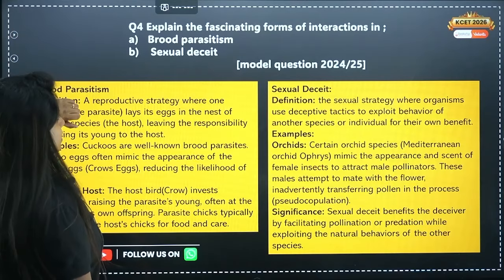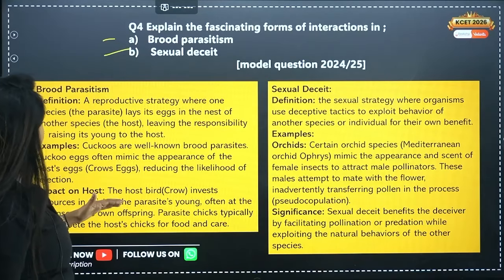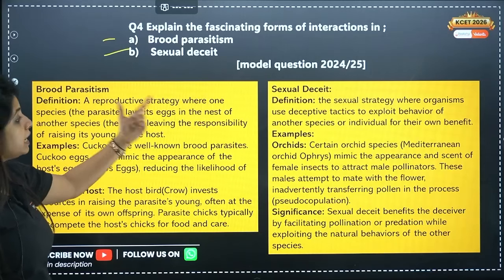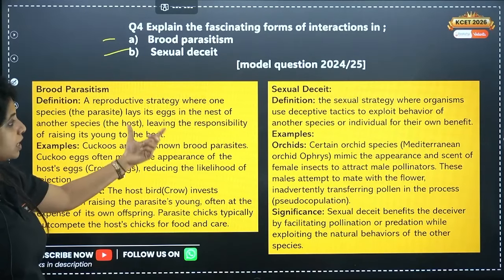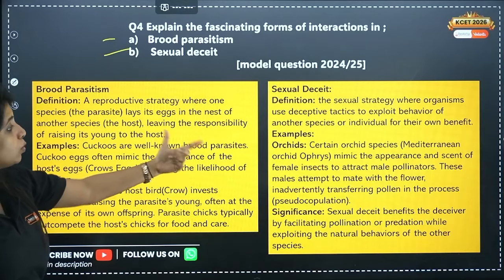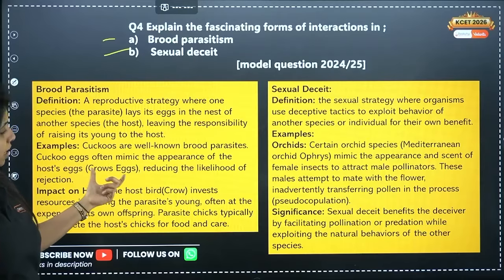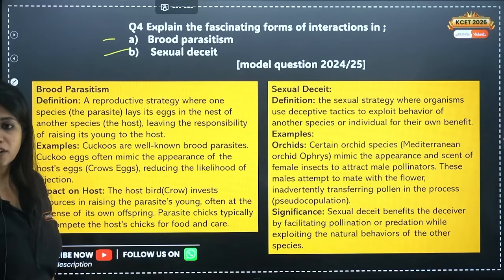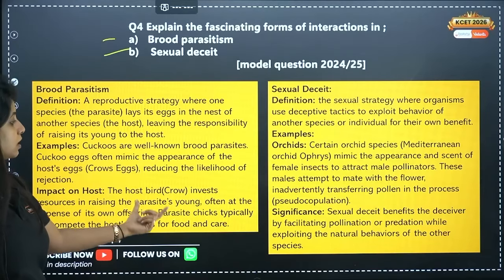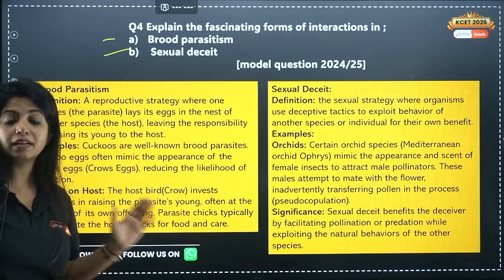So explain the fascinating forms of interaction in brood parasitism and sexual deceit. We already discussed it. Brood parasitism is a reproductive strategy where one species, the parasite, lays its egg in the nest of another species, the host, leaving the responsibility of raising its young to the host. Examples: cuckoos are well-known brood parasites. Cuckoo eggs often mimic the appearance of the host eggs, reducing the likelihood of what? Rejection. Impact on host: the host bird invests resources in raising the parasite's young, often at the expense of its own offspring. That is why it is a plus-minus relationship.